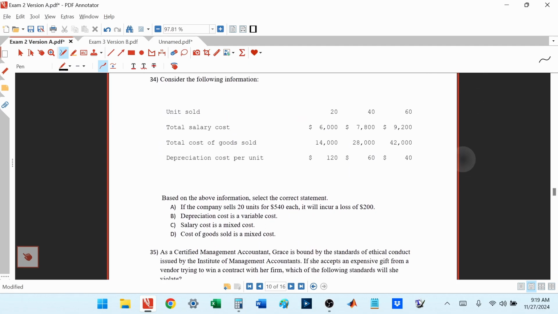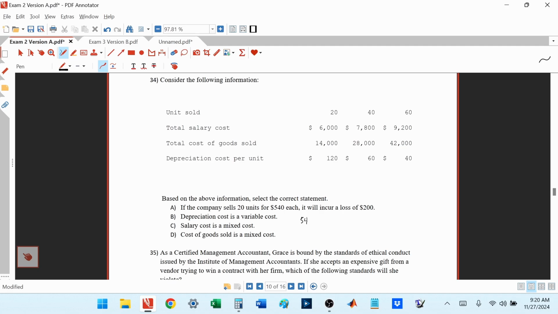34. Based on the above information, select the correct statement. This one is a little bit tricky. Let's see if A is correct. If we sell 20 units for $540 each, we'll have a profit of negative 200. All right, let's see.